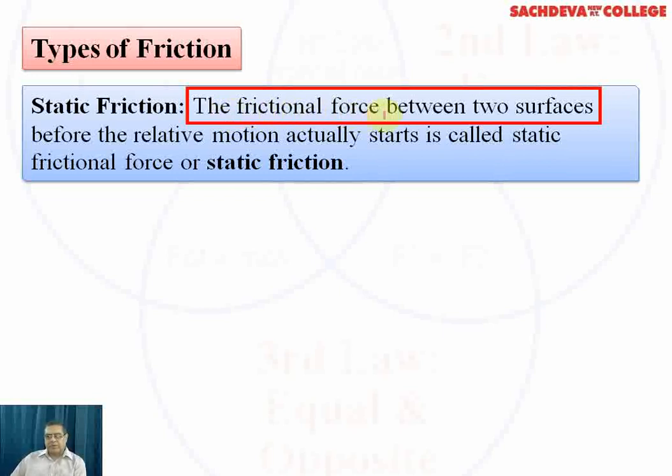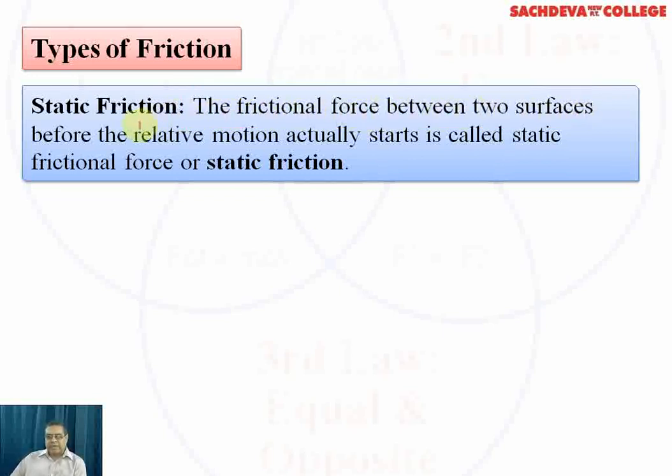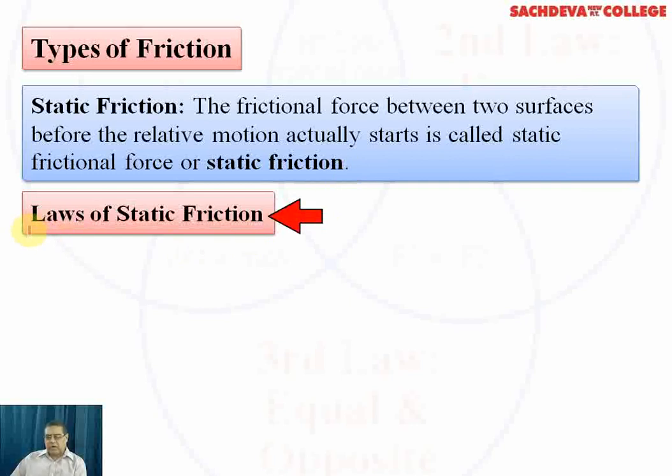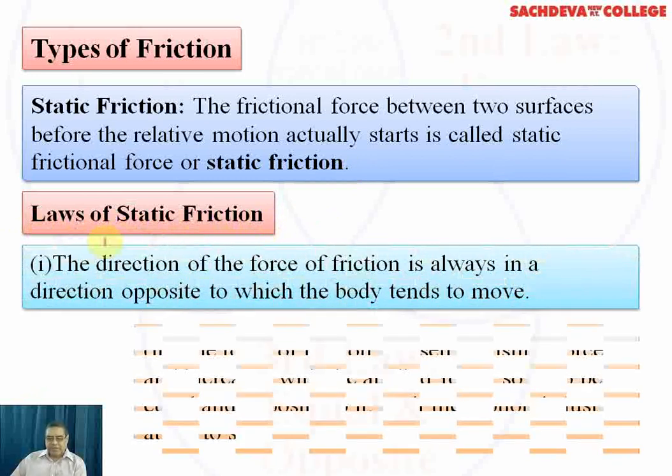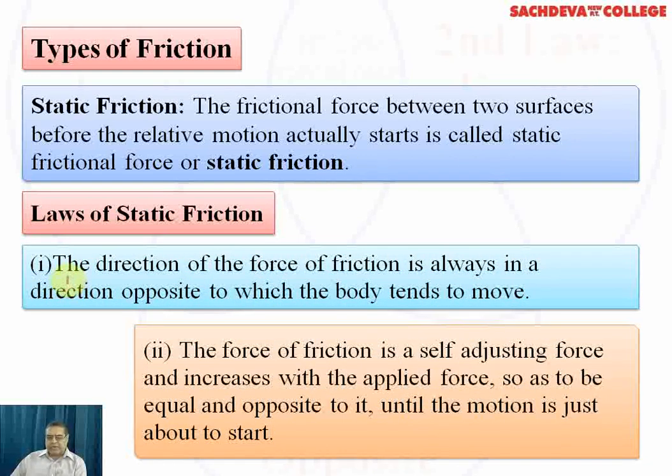The frictional force between the two surfaces before the relative motion actually starts is called static frictional force or the static friction. Static means basically at rest. So when the body is at rest, then we will say the friction will be static. Then we come across the laws of static friction, that is, how the static friction is governed. Now, the first point in the static friction is that the direction of force of friction is always in a direction opposite to which the body tends to move.